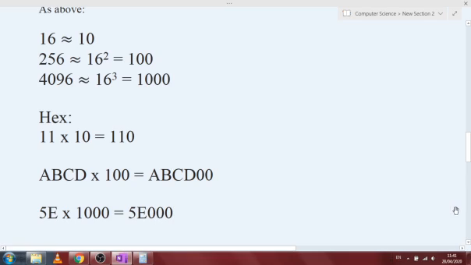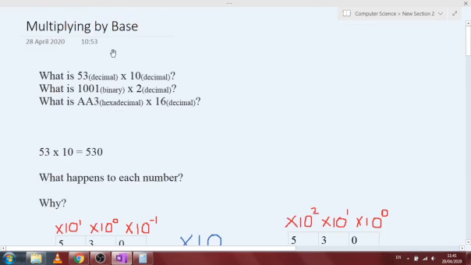So that is your breakdown of how you multiply by your base. So that's a shortcut, and again, it's effectively adding zeros. So figure out how many zeros it should be and pop them at the end.